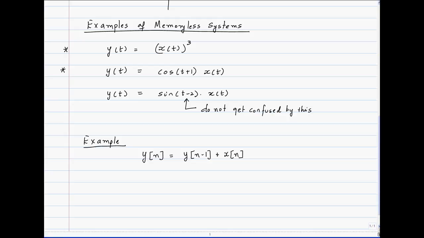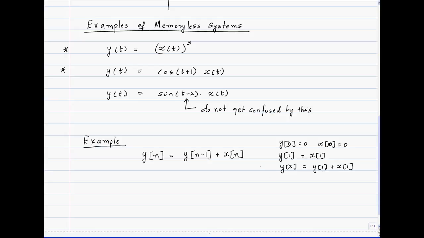But this is actually a little bit tricky, because if you start to write, let us say we have some initial conditions. Suppose we know that y of 0 is 0 and x of 0 is 0 as well. So we get that y of 1 is equal to x of 1, but y of 2 is equal to y of 1 plus x of 2.